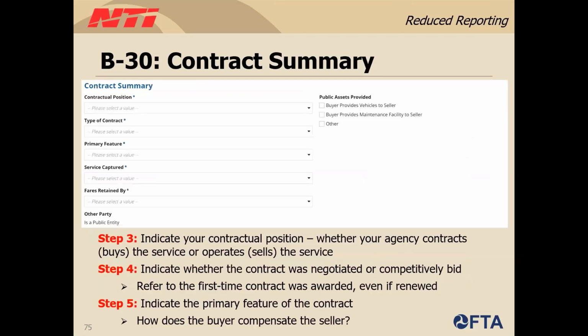At the top of the B30 form is the contract summary. The first selection to make is your contractual position. This indicates whether your agency is the buyer of service or seller of service. Once you have selected your position, you will report whether the contract was negotiated or competitively bid. This should refer to when the contract was awarded, even if the option years have been exercised. Then you will select the primary feature of the contract, or how does the buyer compensate the seller?